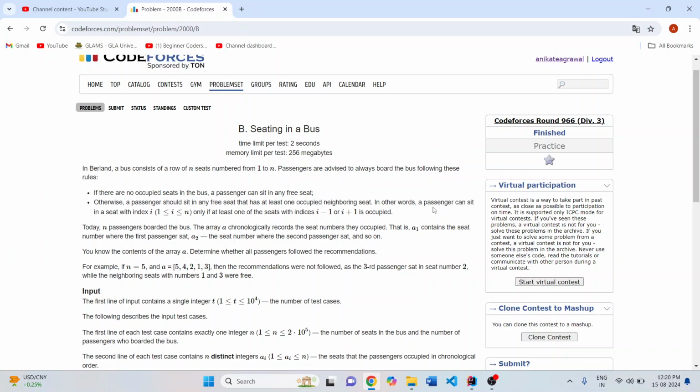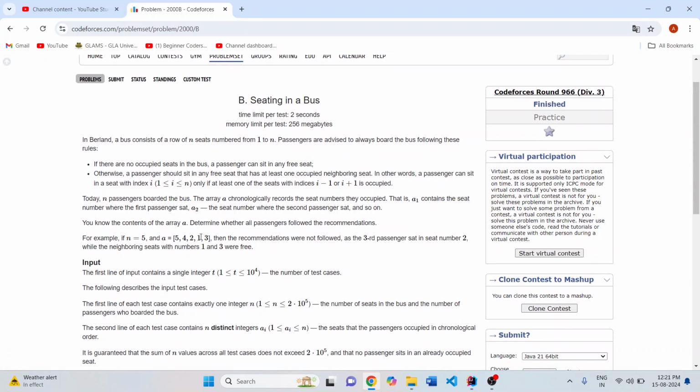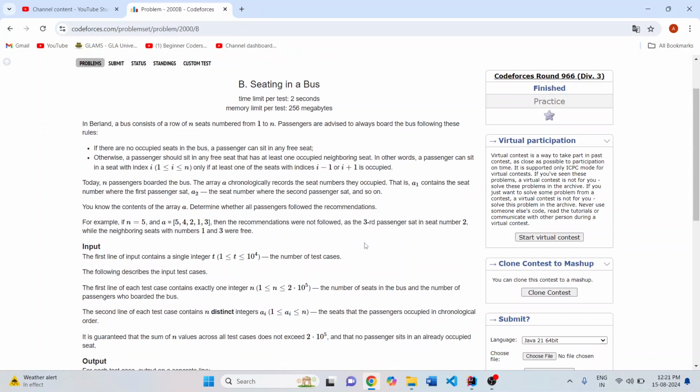Today, n passengers boarded the bus. The array A chronologically records the seat numbers they occupied, that is, A1 contains the seat number where the first passenger sat, A2 the seat number where the second passenger sat, and so on. We know the contents of array A. We have to determine whether all the passengers followed the recommendations. So we are given n, the number of passengers, and A, their seat positions. Then we have to find out whether the recommendations were followed or not.